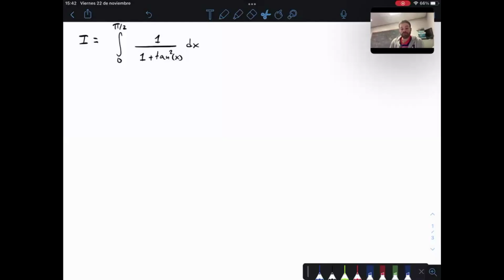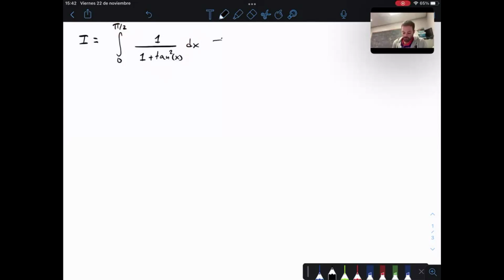So the first integral that we are actually going to look at is this integral where we have the integral limits from 0 to pi over 2, and then the integrand is 1 divided by 1 plus the square of the tangent of x, and obviously our variable is going to be the x variable.